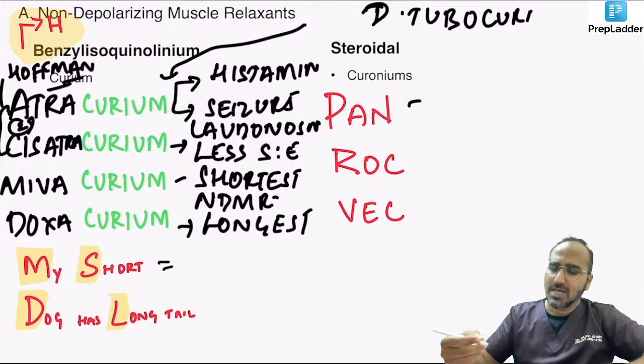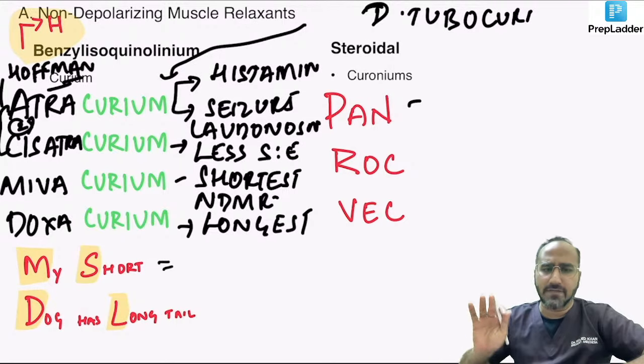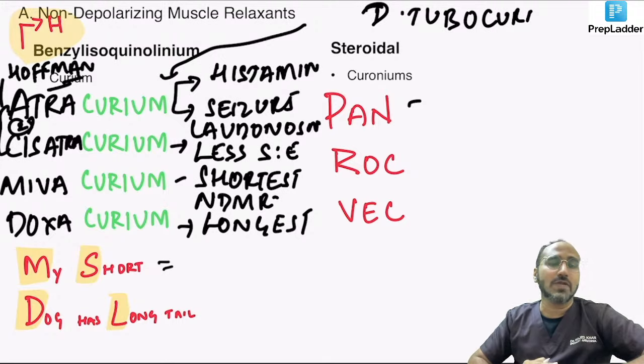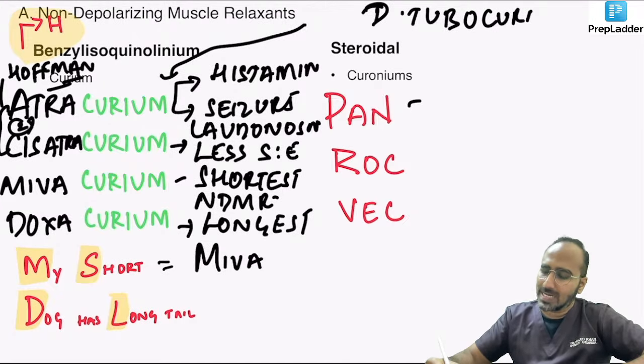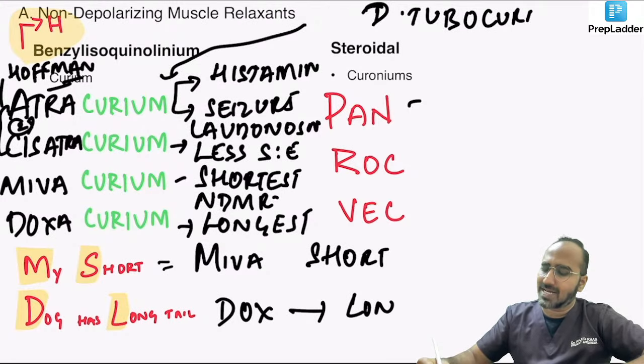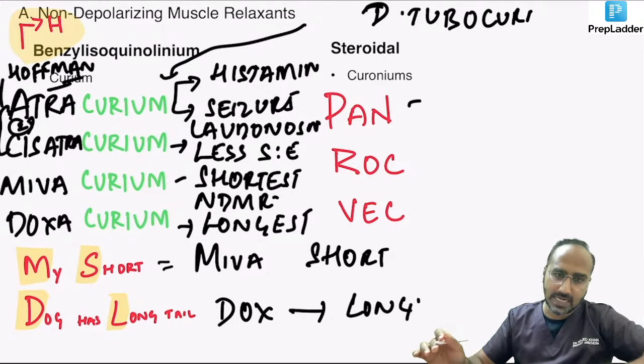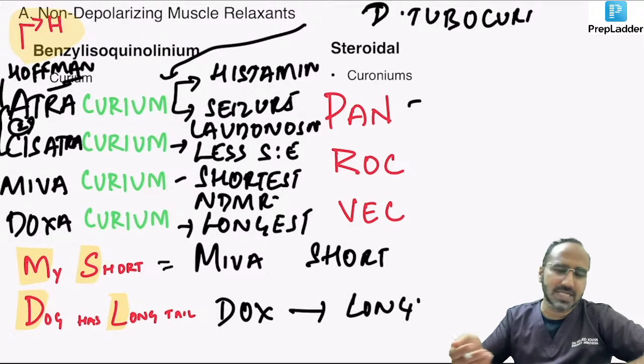Now guys, remember atracurium and cisatracurium, Hofmann degradation, you have to remember. Mivacurium and doxacurium, how you have to remember guys? For that, the mnemonic is: my short dog has long tail. My means what? Mivacurium, which is the shortest acting muscle relaxant. Dog means what? Doxacurium, which is the longest acting muscle relaxant. Okay, that is done. But again, doxacurium is most toxic. That's why we are not using it.